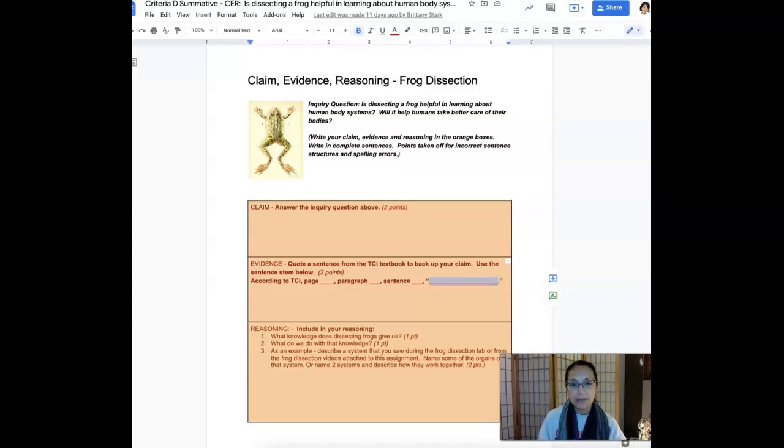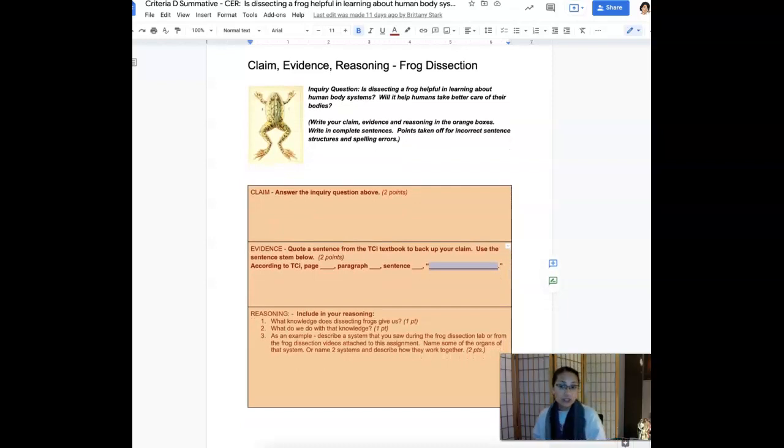For reasoning, you are looking at what is the knowledge that dissecting frogs gives us, what do we do with that knowledge, and then an example of what you saw during our frog dissection lab. So the knowledge that the frog dissection gives us is that it shows the location of certain organs. It shows you how organs actually look, not just a model, not just a drawing, but the 3D actual organ of a frog. It gives us some insight of how our organs would look.